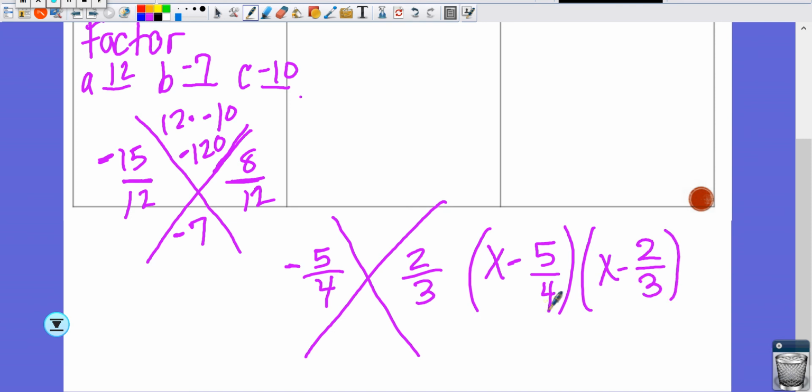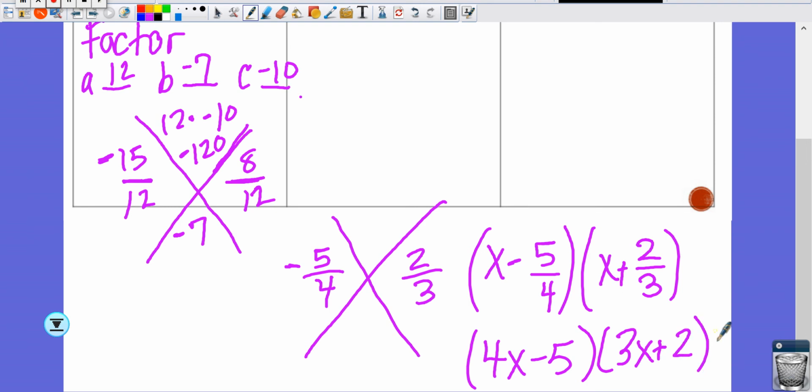Now, I need to rewrite this because that 4 can't stay as a fraction. So I'm going to slide it to the front. And then, oh, that's not a negative. This is plus. So I'm going to plus it right here. And then we get the 2 to stay. So we factored this, and now it equals 0.